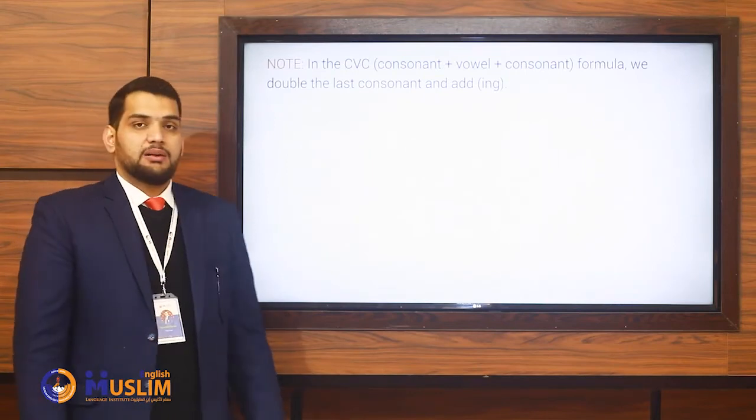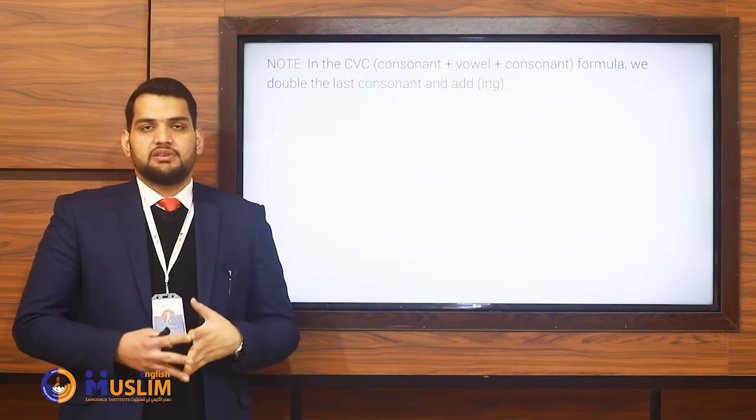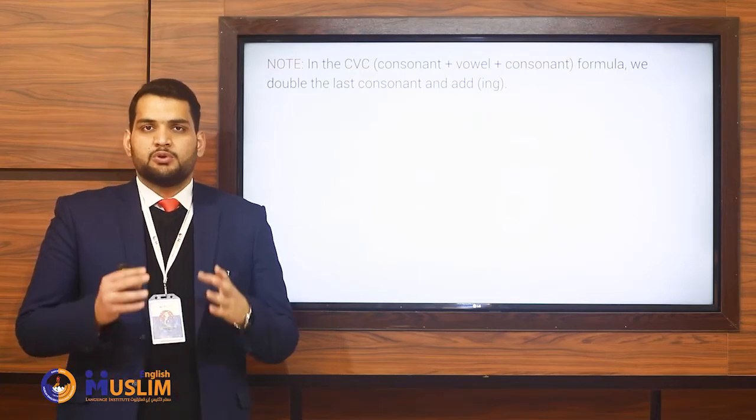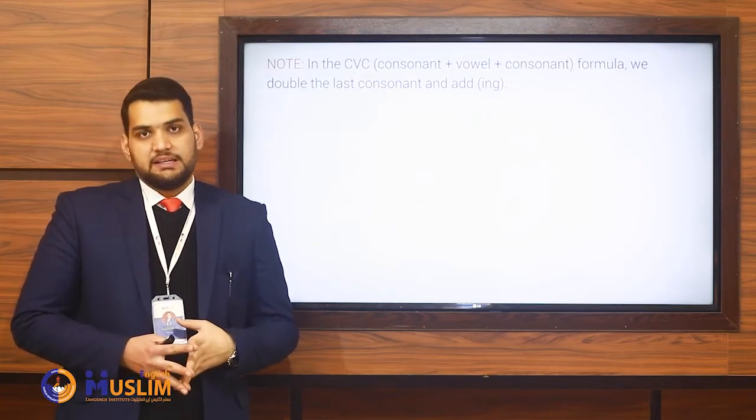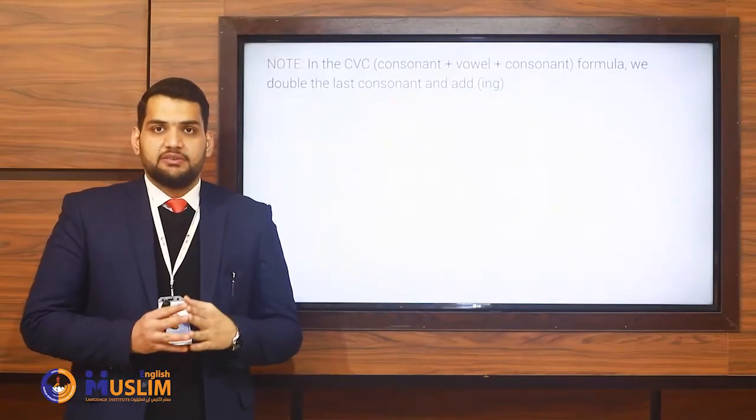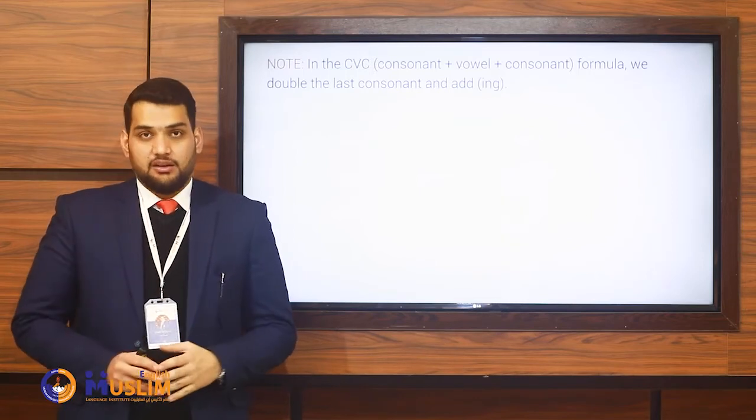Now let's talk about some rules for adding ing to a verb. You can change most of the verbs in the English language to continuous or ing form, but there are some important points that you have to consider while doing this. First of all, there is a formula by the name of CVC, which stands for consonant, vowel, and consonant. We double the last consonant and add ing. Whenever you have a verb and at the end of the verb you have CVC, then simply double the last consonant.